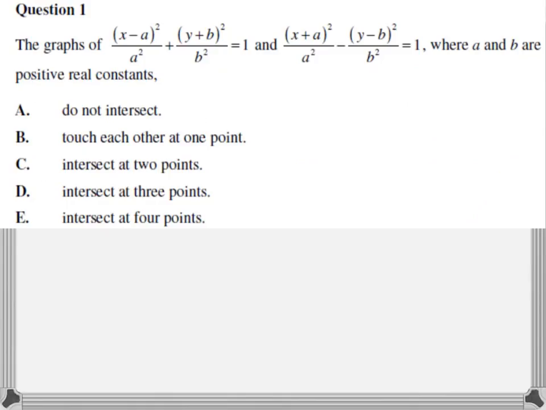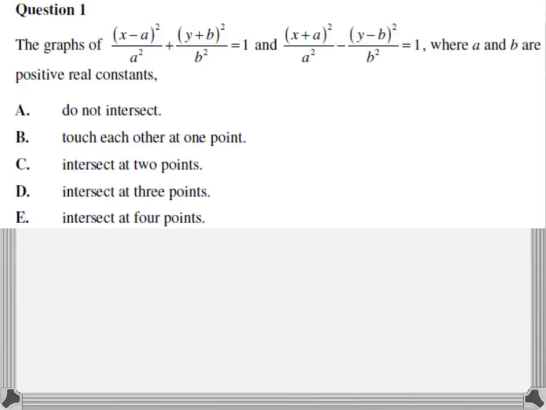Okay, let's try another one. So here we've got this graph and this graph, which this looks like an ellipse, general form of an ellipse, while this one here is the general form of a hyperbola. Okay, and we're told that a and b are positive real constants, and we have to think about how many intersection points are there between these two graphs. They do not intersect at all, or they only touch at one point, or there's a number of intersection points.